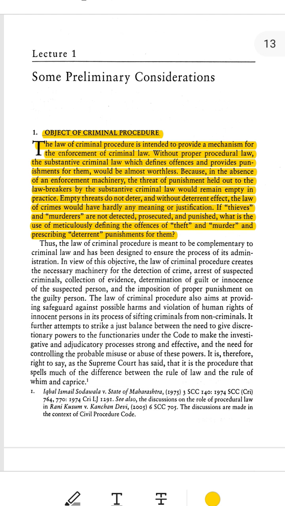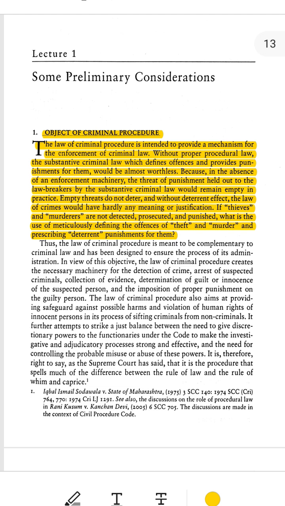2. Why is criminal procedure necessary? Let's say we have laws like stealing is wrong, murder is wrong, but these laws by themselves don't tell us how to handle thieves or murderers. They just say what is wrong and what the punishment should be. That's where criminal procedure comes in.